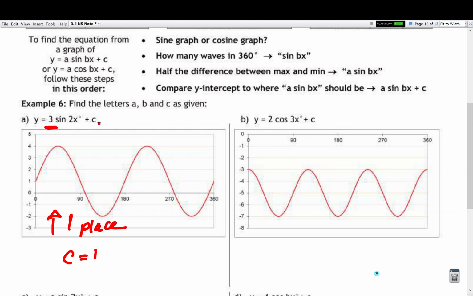Okay, so that is the graph of y equals 3 sine 2x plus 1.